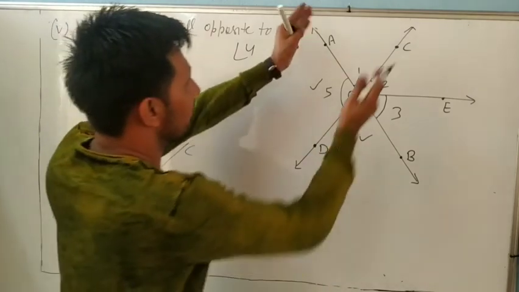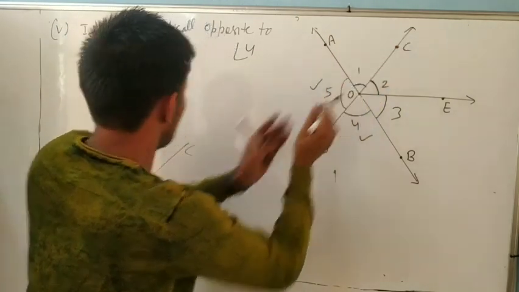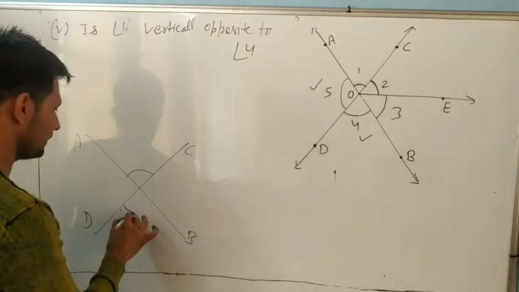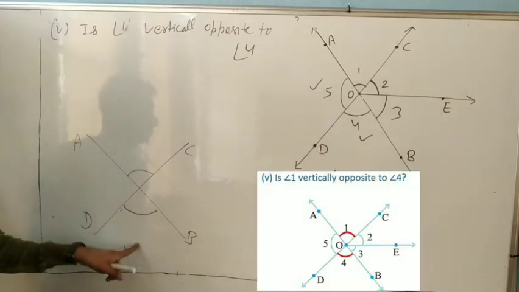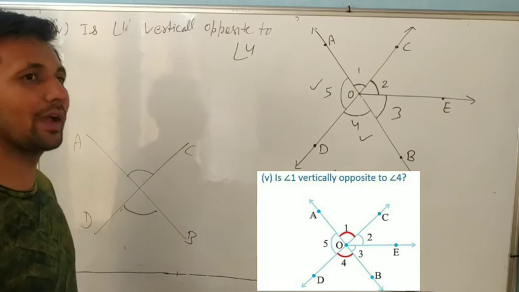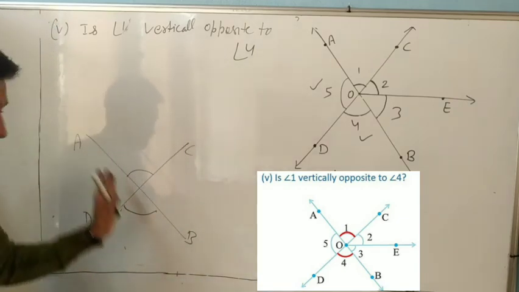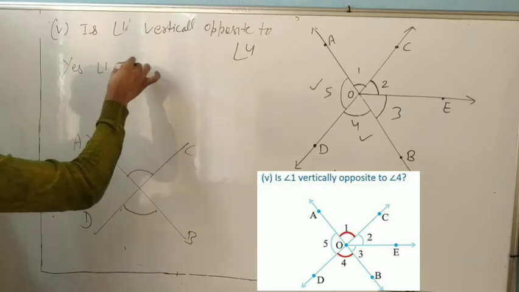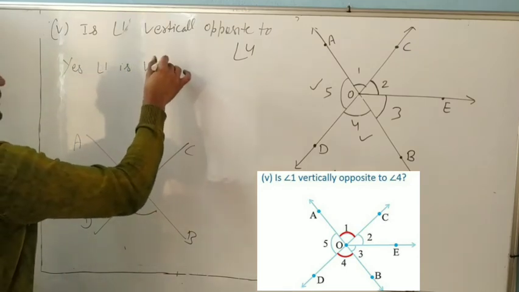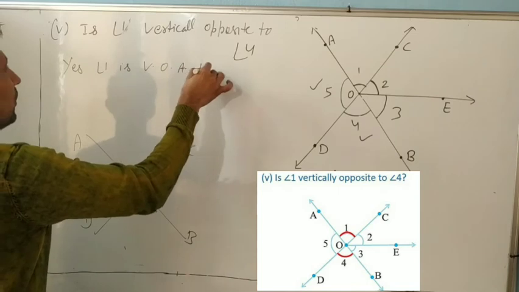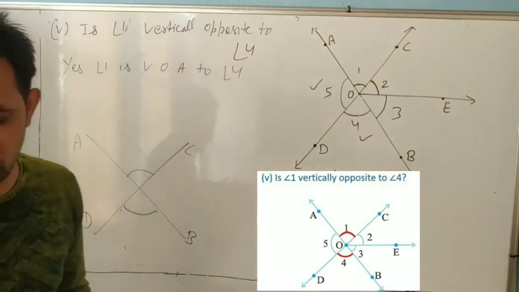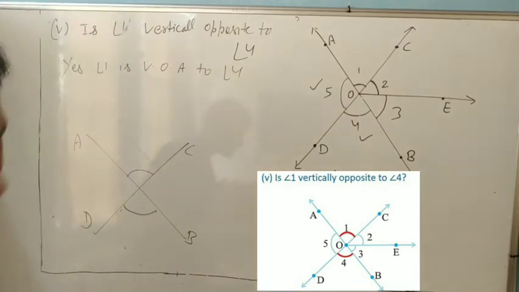Look at angle 1, it is between A and C, and it is angle B and D. Are they vertical opposite or not? Yes. Vertical opposite when two lines intersect. So right? Yes, angle 1 is vertical opposite angle to angle 4. VOA means vertical opposite angles. Okay dear.